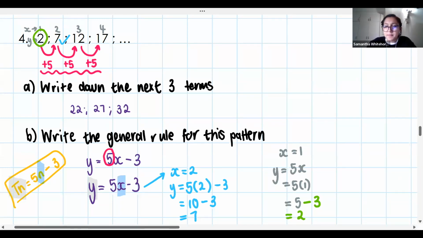Ma'am, like Simtanda said, you can use TN, but in my question, does it always have to be TN, or can you also use n? So it always has to be TN equals, because TN represents y. And because we use y equals our rule, it should be TN equals. So I hope that helps.